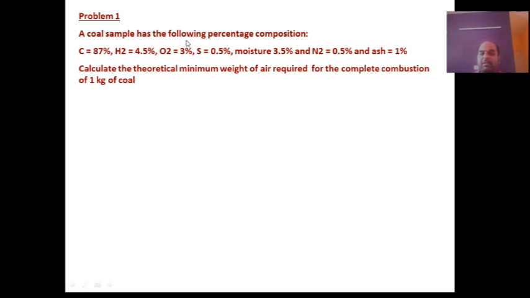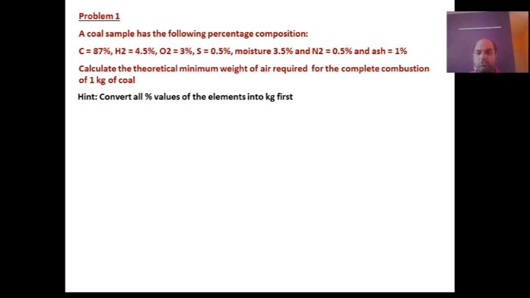A coal sample has the following percentage composition: carbon is 87 percentage, hydrogen is 4.5 percentage, oxygen is 3 percentage, sulfur is 0.5 percentage, moisture is 3.5, nitrogen is 0.5, and ash 1 percentage. The question is, calculate the theoretical minimum weight of air required for the complete combustion of 1 kilogram of coal. So how do we proceed solving this problem?